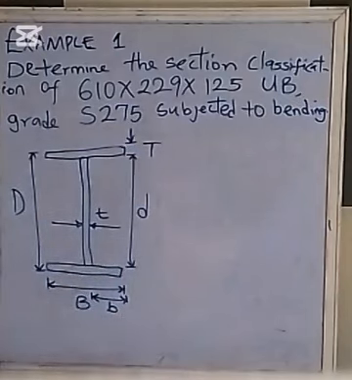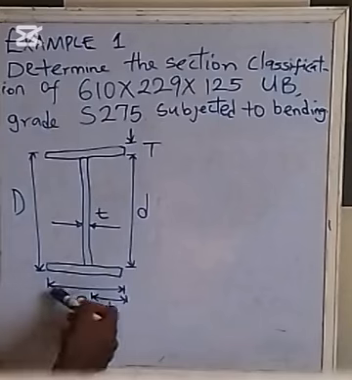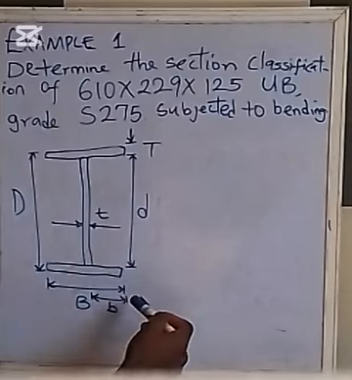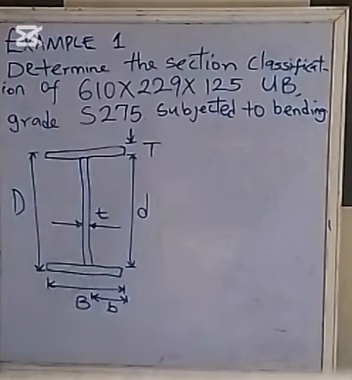So this is the section of the beam. As you can see, this is the depth of the section. This is the width of the section. This is the thickness of our web, and this is the thickness of our flange.